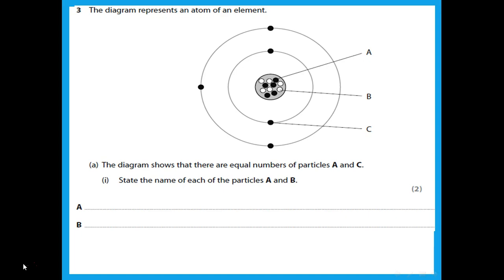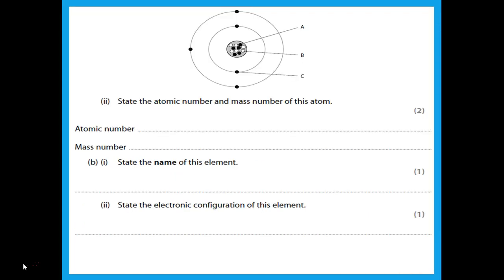A is the protons, because we usually have an equal number of protons and electrons. C is obviously the electron, so A must be the proton if it is the same number, and that means B is the neutron, because in the nucleus we have protons and neutrons. Do you understand how we got that?